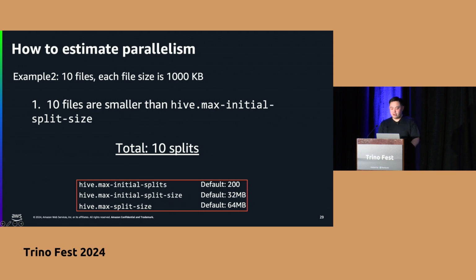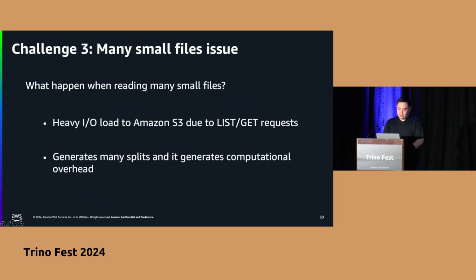So let's get back to the small file issue. As mentioned in the previous challenge, the Hive connector calls list requests to retrieve the list of files to generate splits. And also the worker reads data from Amazon S3 by calling get requests. If there are many small files and the request rate is high, many small files could lead to an HTTP slowdown error. Also, if there are many small files, the coordinator enumerates many splits. Because each split is small, there is computational overhead, and it affects query performance.